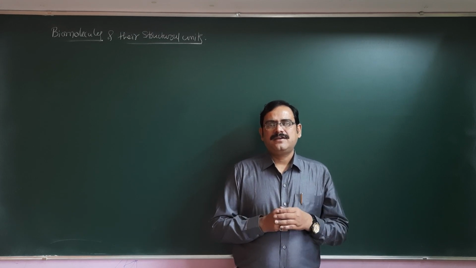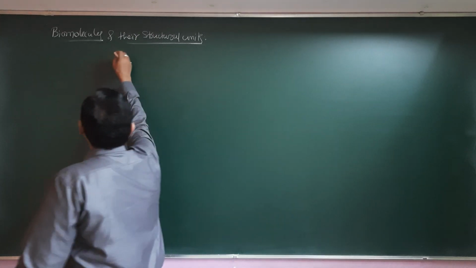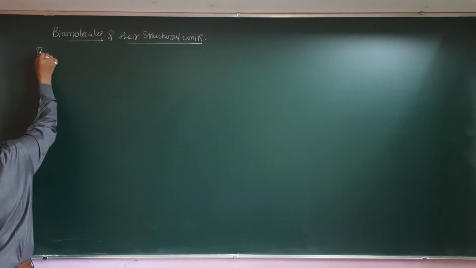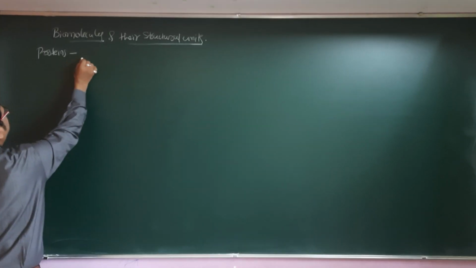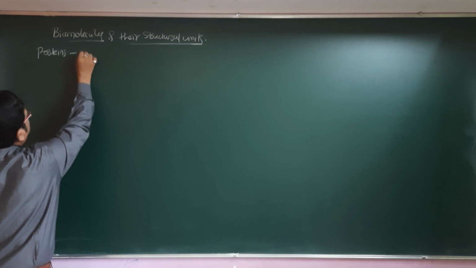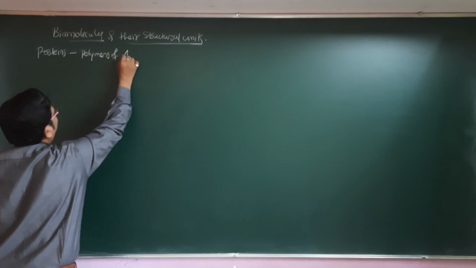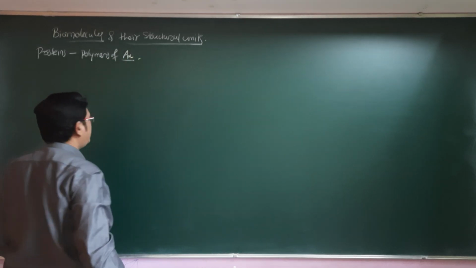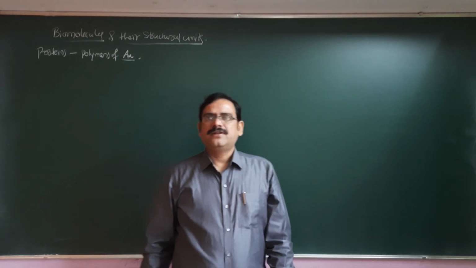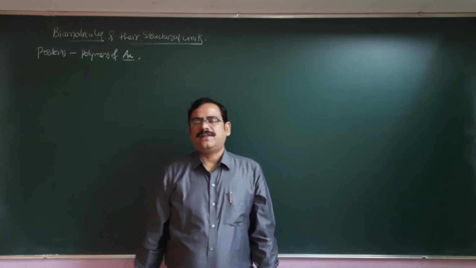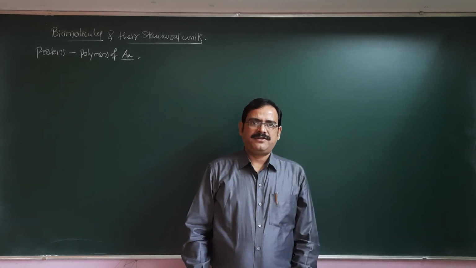Proteins are basically made up of what? Proteins are basically made up of amino acids. We have studied that proteins are also called the polymers of amino acids. Amino acids are attached to one another mainly by the peptide bond. We have also studied essential as well as non-essential amino acids.